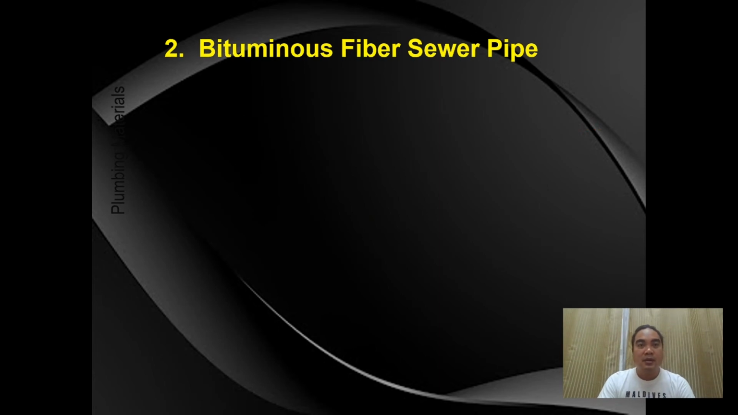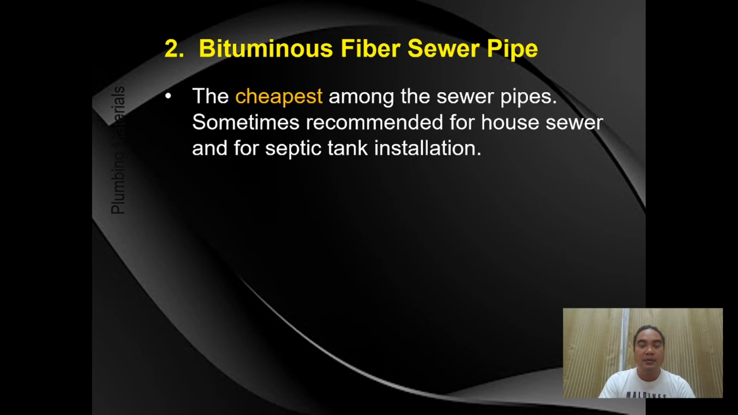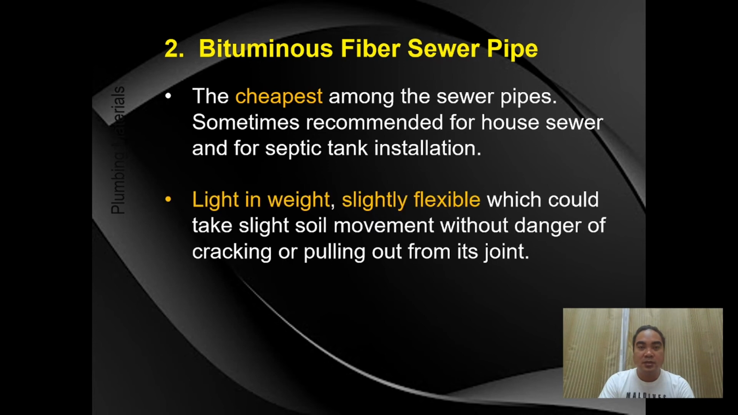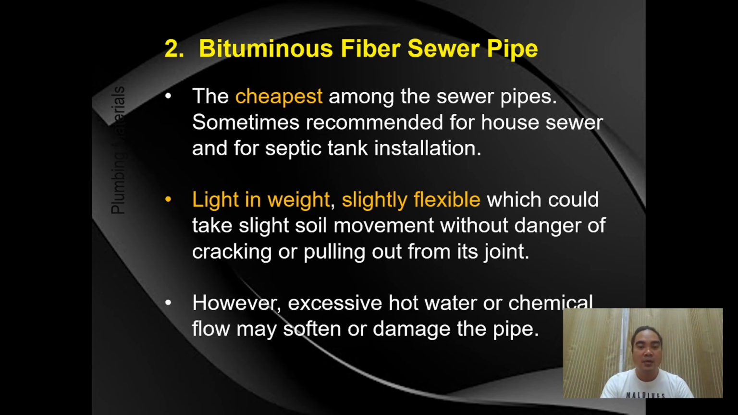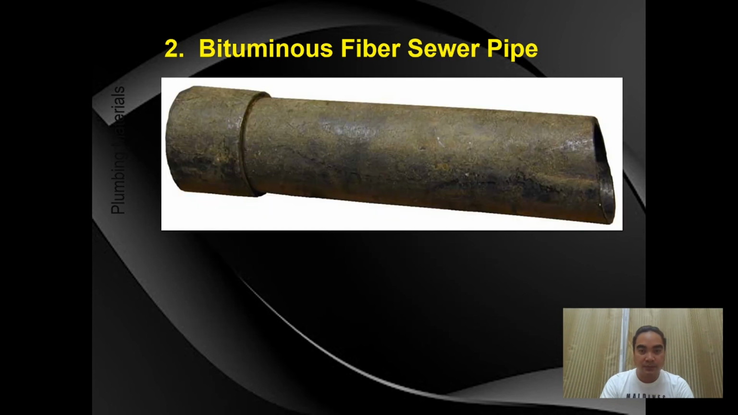Number two, bituminous fiber sewer pipe. The cheapest among the sewer pipes, sometimes recommended for house sewer and for septic tank installation. Light in weight, slightly flexible, which could take slight soil movement without danger of cracking or pulling out from its joint. However, excessive hot water or chemical flow may soften or damage the pipe.